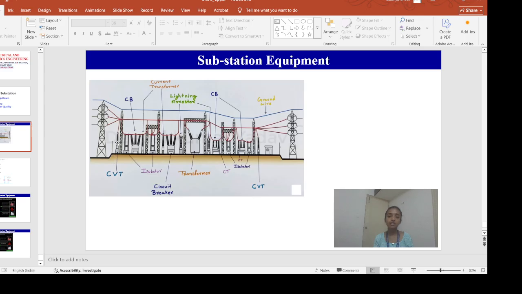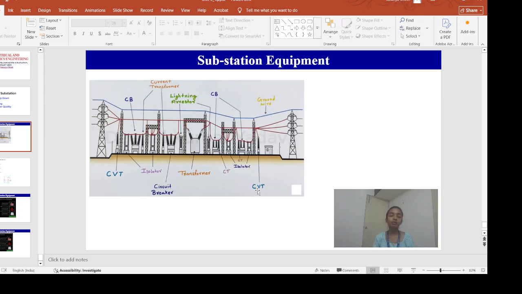So next we have this CVT. You can see these are the CVT components. CVT is a capacitive voltage transformer. We use this CVT as a replacement for the PT, or potential transformer, when the substation is more than 132 kV. This CVT is a step down transformer. So when the substation has a voltage of more than 132 kV, we use this CVT.